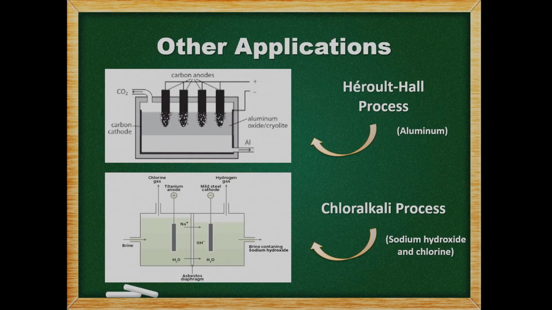The other applications for electrolytic cells are called the Hall-Héroult process and the chlor-alkali process. The Hall process is a major industrial process for smelting aluminum. It requires dissolving aluminum oxide in molten cryolite. The chlor-alkali process is where sodium hydroxide and chlorine are produced by using a solution of sodium chloride.